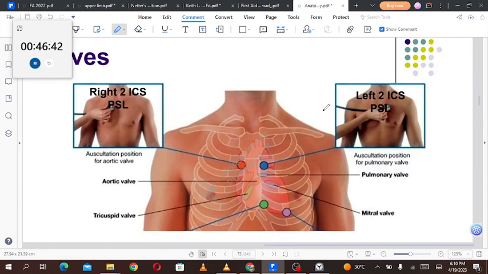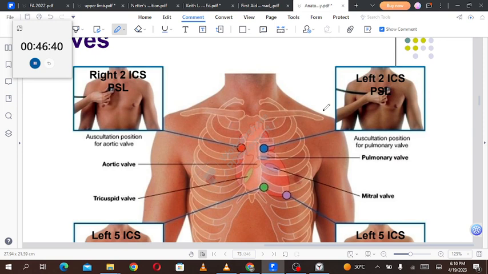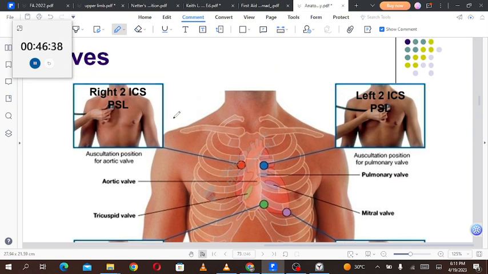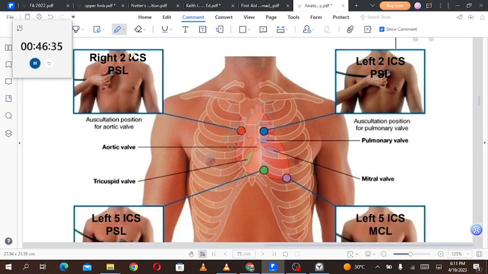Auscultation of the heart valves. So these are the four main points for auscultation. This one is the right second intercostal space at the parasternal location, the auscultation point for the aortic valve. This is the A1 location. Then we have the pulmonary location, then the tricuspid area, and here we have the mitral area.